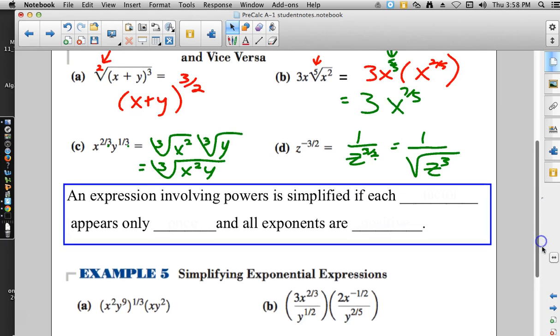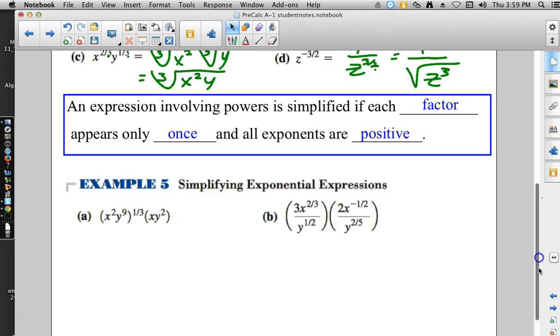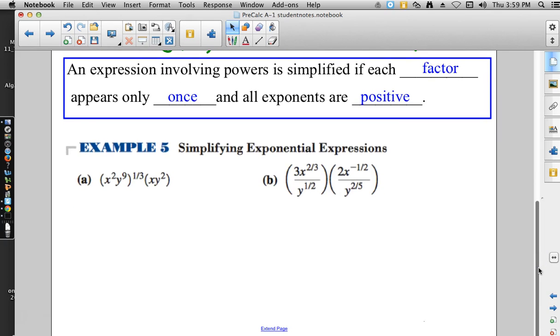So an expression involving powers is simplified if each factor appears only once and all exponents are positive. So let's keep going. What that's reminding us is that you can't leave negative powers. We're not supposed to leave those. We've got to get rid of them.